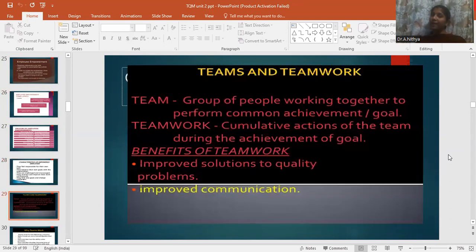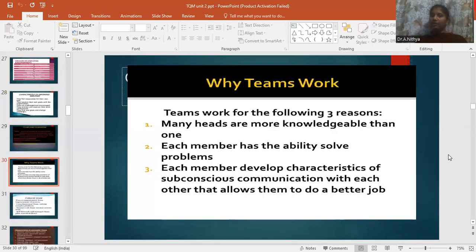So what is a team and teamwork? A team is a group of people working together to achieve common organizational goals. Teamwork is the cumulative action of the team during the achievement of a goal. So what can be the benefits of teamwork? This enhances quality because there is a solution for the problem. Then improved communication.